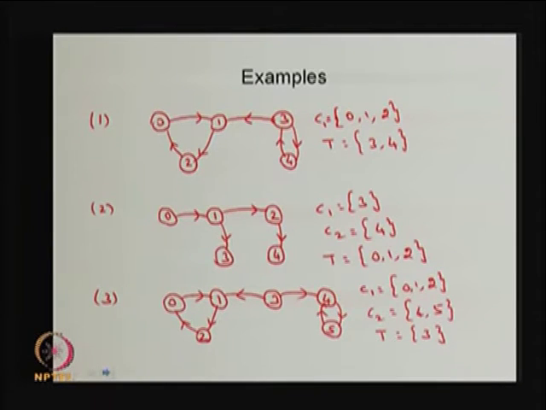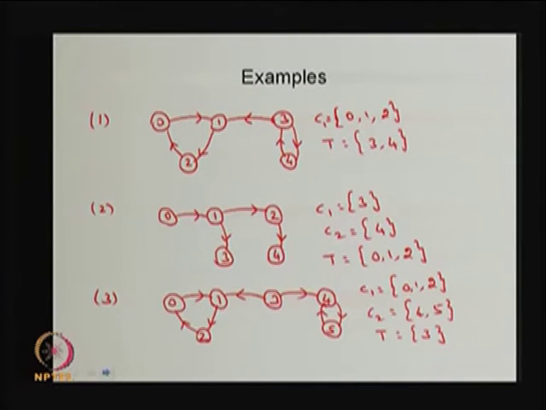See the third example. This has 3 plus 3, 6 states. Out of 6 states, there is no backward arc to the state 3. Therefore, state 3 will be a transient state, whereas states 0, 1 and 2 form a closed communicating class.